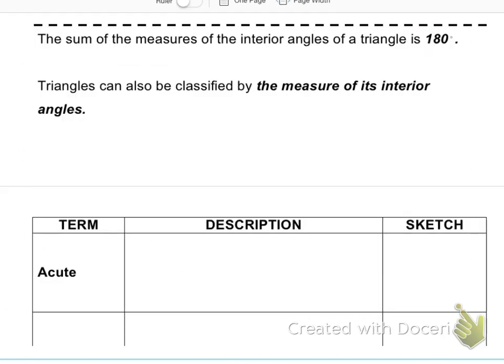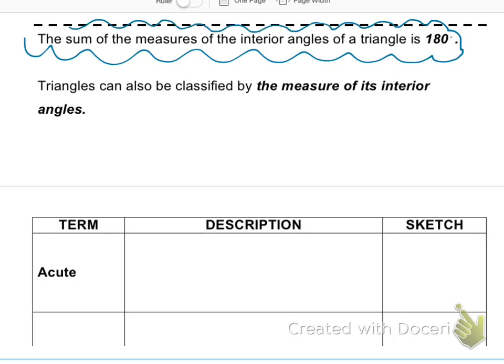Something really important that you need to remember is this next statement. The sum of the measures of the interior angles of a triangle is equal to 180 degrees. This is really important. You may have learned this in junior high. So if you add up the 3 angle measures, it will always equal 180 degrees. You could imagine this would be a way we might want to make some equations in this unit.